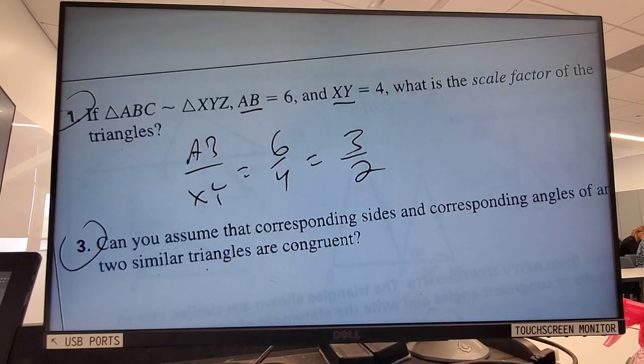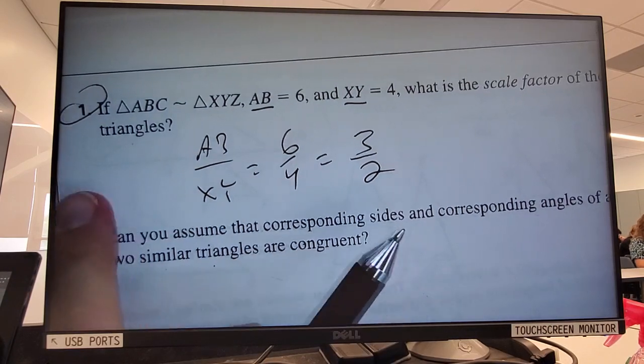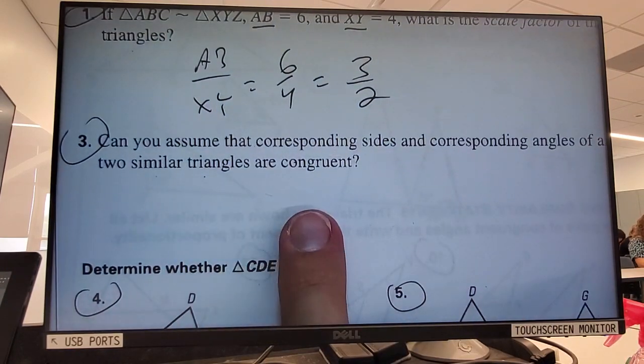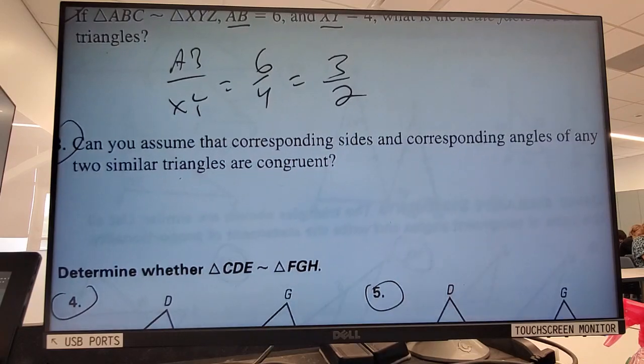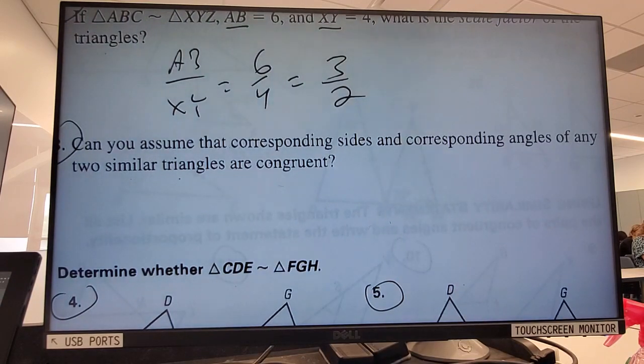Number 3, and I really enjoy these where number 2 is just sort of not here, but that's okay. This is kind of a silly question. What do you guys pick up on immediately about this question that's sort of silly? So we got two similar triangles. Part of this is correct, yes? Are the corresponding angles congruent between two similar triangles?